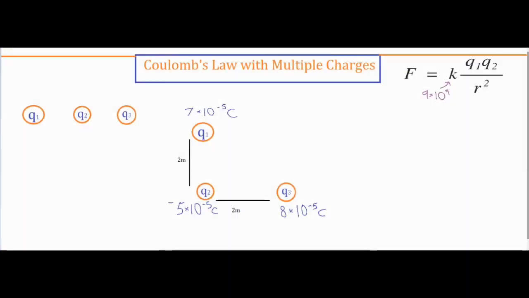We're going to be talking about Coulomb's law with multiple charges. So we're going to have a one-dimensional problem with 3 charges that are in a row, and how to find the net force acting on a single charge. And then we're also going to do a more complex version with charges in 2 dimensions with forces that are on angles.